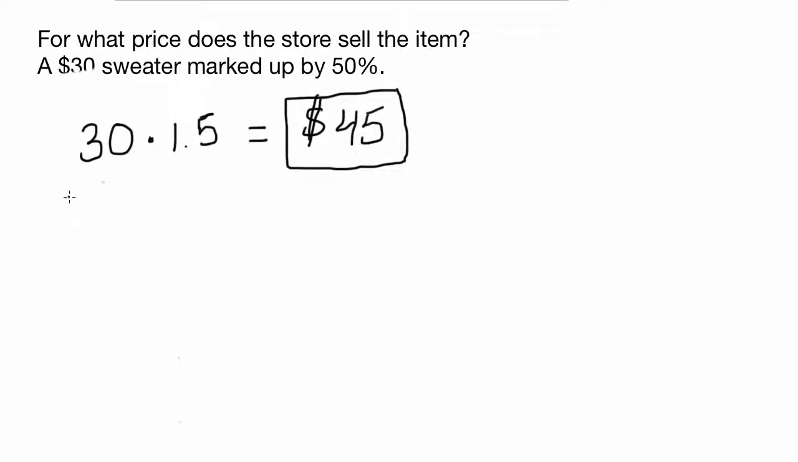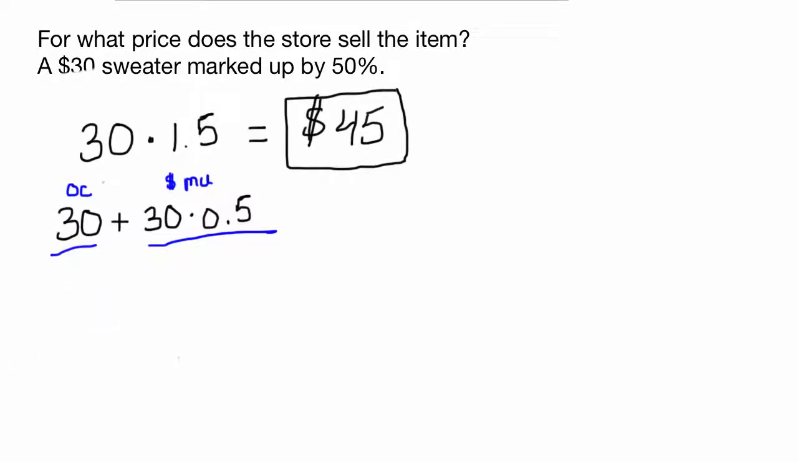Well, let's think about it. Remember, it was original cost, $30, plus dollar markup, which was 30 times 0.5. So again, original cost, OC, plus dollar markup, MU. Original cost is right here, dollar markup is right there. Can we factor something out? The answer is yes. Do you agree that there's a 30 in both terms? So we can factor that 30 out. If I factor a 30 out of 30, I'm left with 1. And if I factor a 30 out of 30 times 0.5, I'm just left with 0.5.